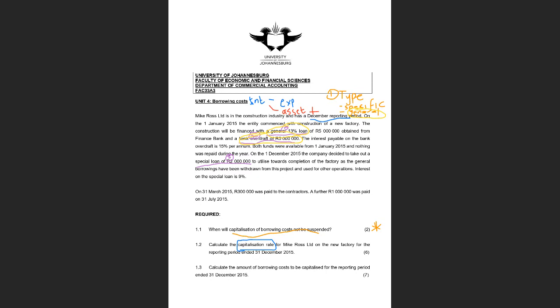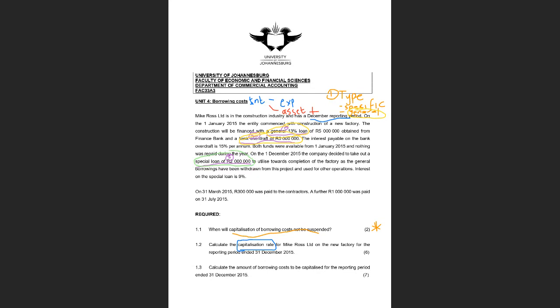Okay, and then the third loan we have, what do you think that is? Do you think it's specific or general? Okay, it's specific because they say that the company decided to take out this loan to utilize towards completion of the factory. So we're using it for completion of this project. We are not using it for anything else. So this last loan here is going to be specific borrowing.